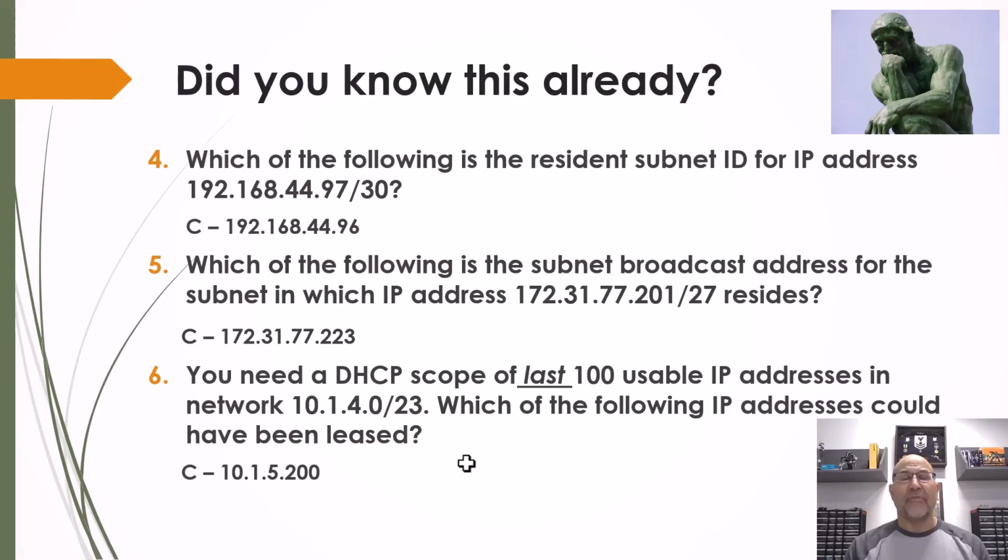So if we figure out what the range might be, then we're in much better shape and we can see which one of the answers would appear in the last 100. So it turns out that if you're a /23, then the network is actually 10.1.4.0, right? And then in that subnet, you have a big address space. So the address space for this subnet is actually 4.0 to 5.255. And so an address that would appear in the last 100 would be 5.200.